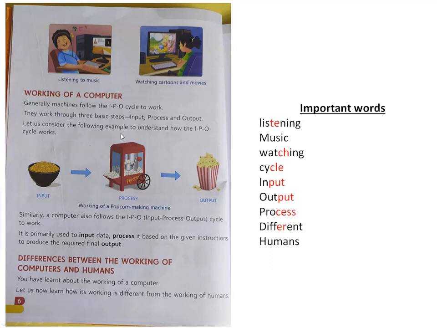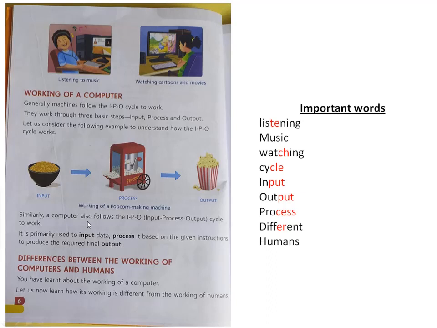Let us consider the following example to understand how the IPO cycle works. Now, here they are making popcorns. So, what is input? Corns. What is process? Heating corns. And what is output? Yum yum. Popcorns.